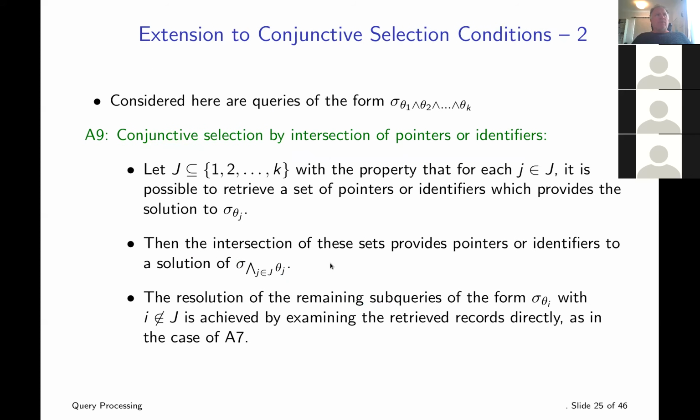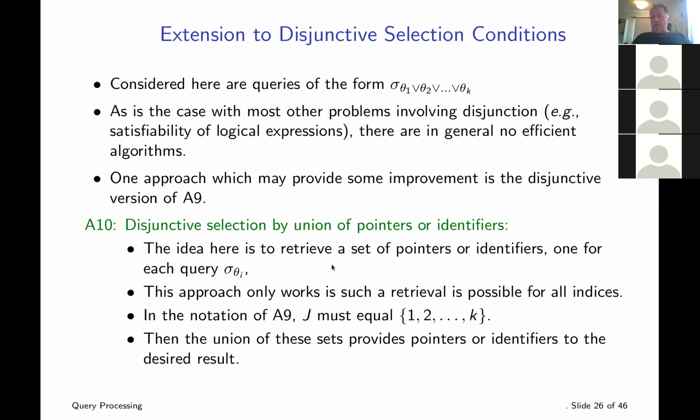There are some other ways to do conjunction. If you have multiple indexes, you can do pointer intersections, but that may or may not be there. Disjunction is always going to be a loser. It's tough. There's not much you can do about disjunction, although if you have indexes built over all these things, you can do pointer unioning.